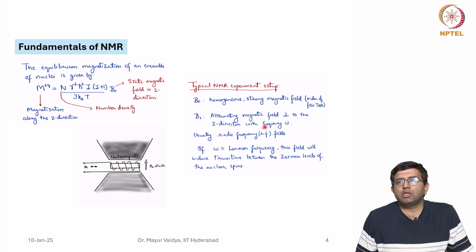And usually the frequency of this magnetic field, omega, falls under the radio frequency, so they are also called radio frequency fields. Now, if omega is approximately equal to the Larmor frequency, this will induce transitions between the Zeeman levels of the nuclear spins.